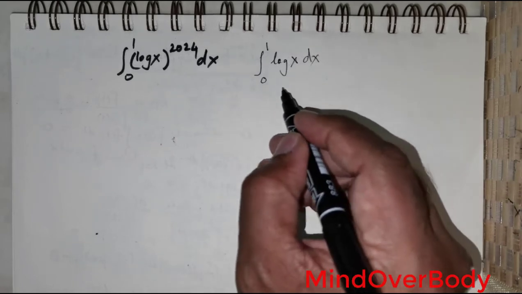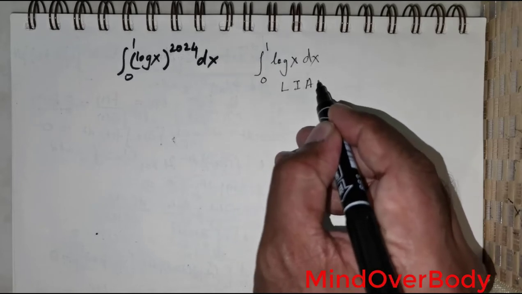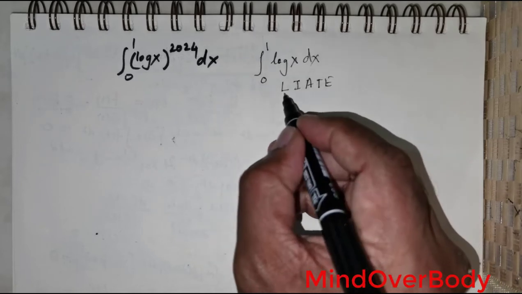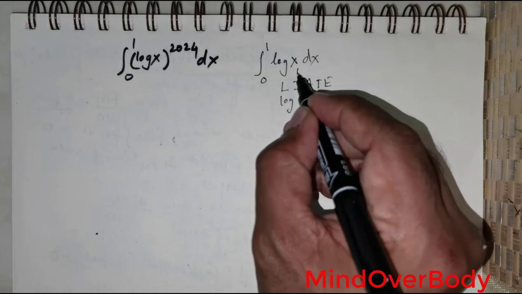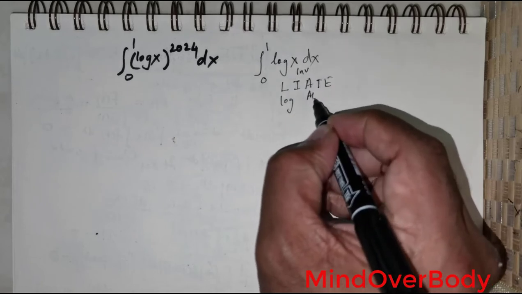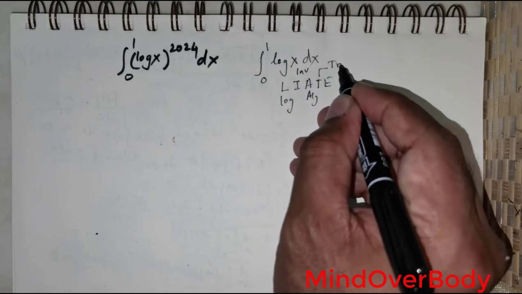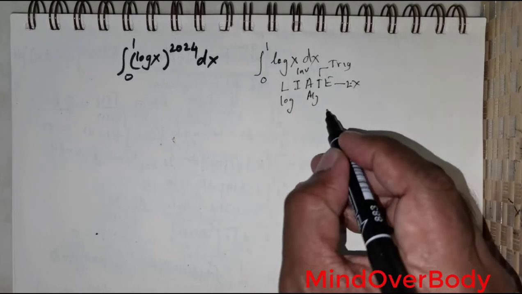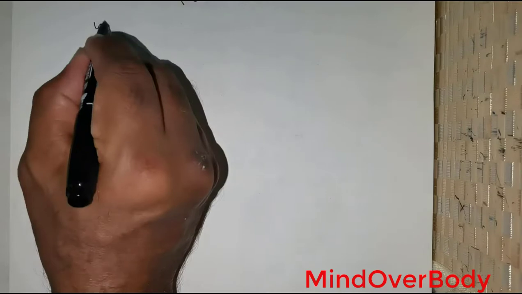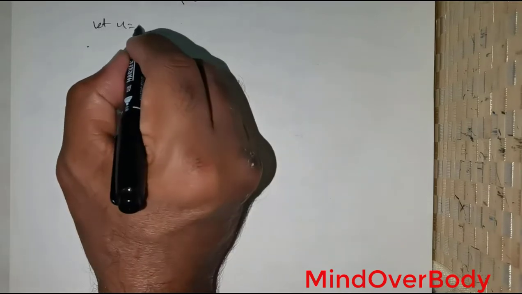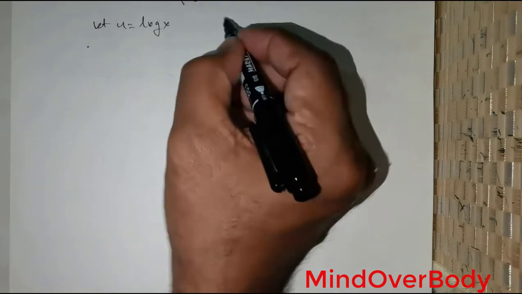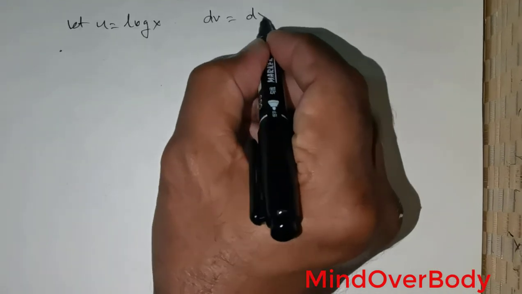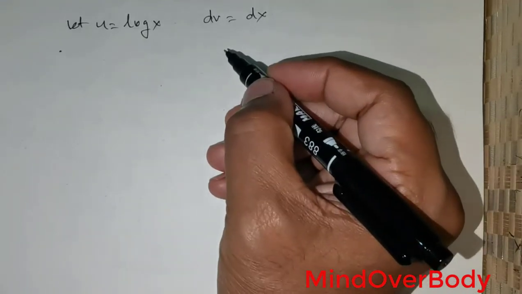Now whenever we have a function of this fashion, we would use the LIATE method. L stands for log, I stands for inverse, A stands for algebraic function, T stands for trigonometric, E stands for exponential. Now this is the hierarchy in which u will be assigned. Take u to be log x and dv to be equal to dx.